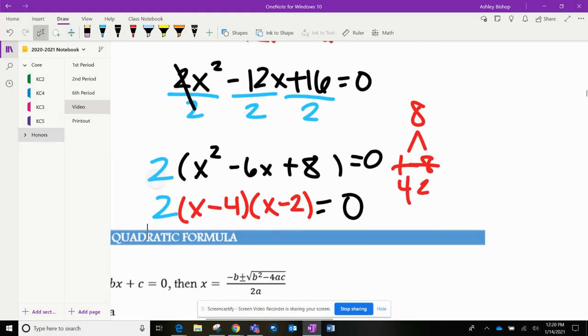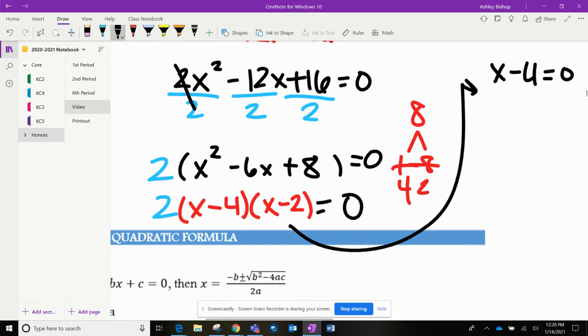Now we need to solve for x though. So since my two factors are set equal to 0, I can do the zero product property. So I'm going to work over here and I'm going to split them up. I'm going to have x minus 4 equals 0. And I'm going to have x minus 2 equals 0.